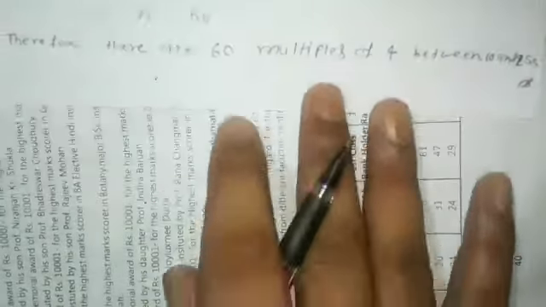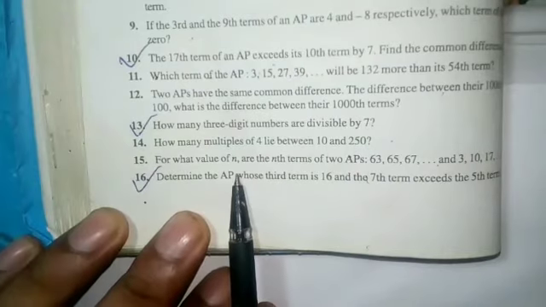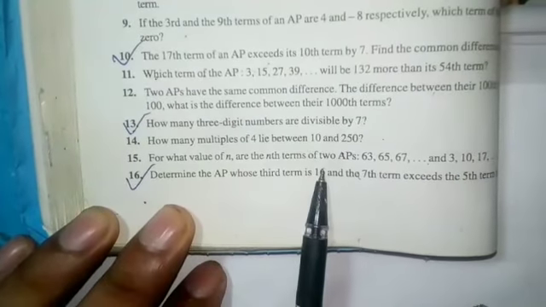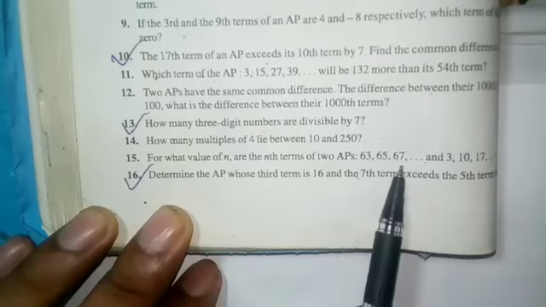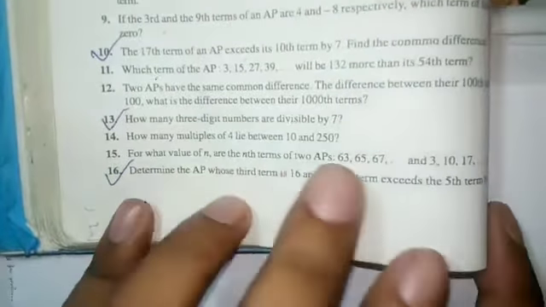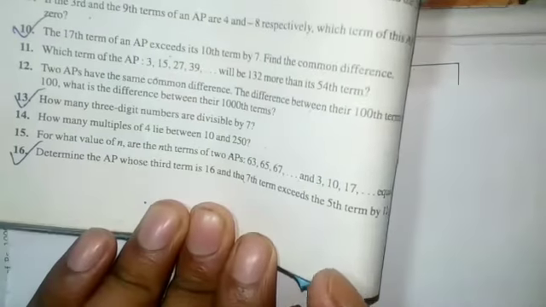Now the next question. Question number 15. For what value of n are the nth term of 2 APs 63, 65, 67 and 3, 10, 17 ... equal?